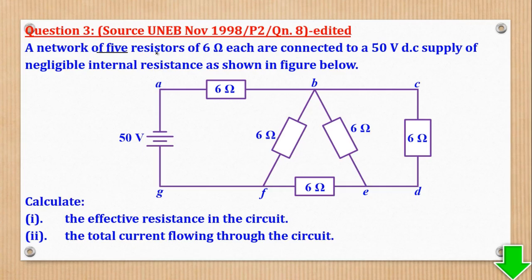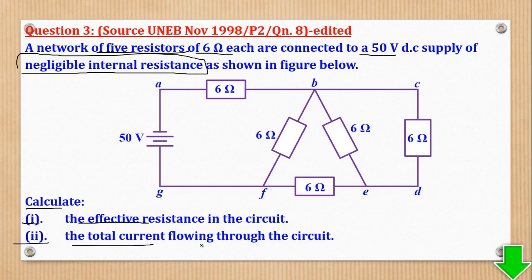So a network of 5 resistors, each of 6 ohms, is connected to a 50-volt DC supply of negligible internal resistance. So internal resistance, so far we take it to be negligible or neglected. After some time, we shall see what it means and how it affects the calculations. So calculate Roman 1, the effective resistance in the circuit, and Roman 2, the current flowing through the circuit.